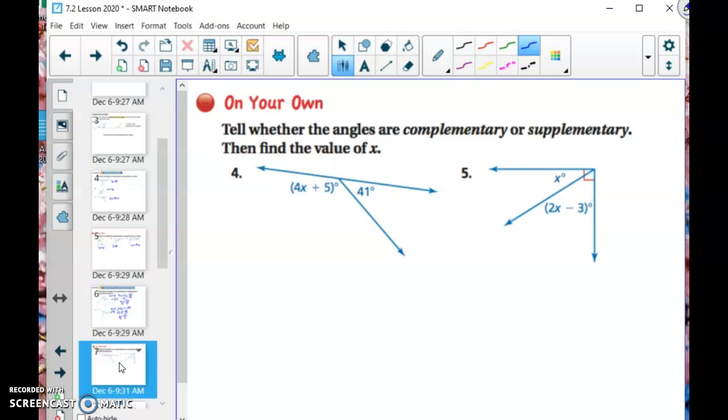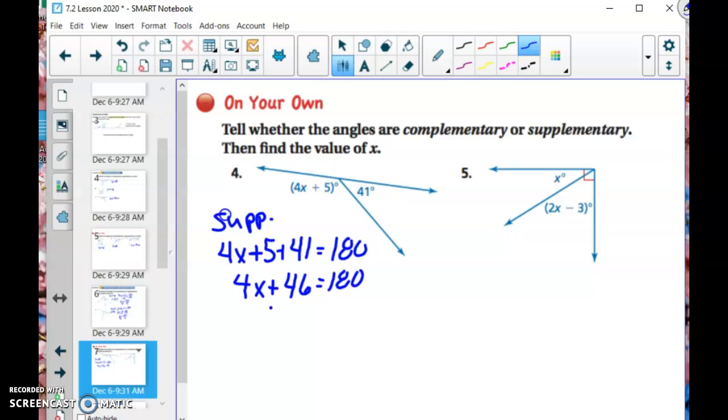All right, to check these two, this one would be supplementary because they make a straight line. And then 4x plus 5 plus 41 has to equal 180. Well, when I add the 5 and the 41, that would give me 46 because they are like terms. Then I would subtract 46 on both sides. Well, 180 minus 46 is 134. And then I would divide by 4 on both sides, which gives me the value of 33.5 for x.